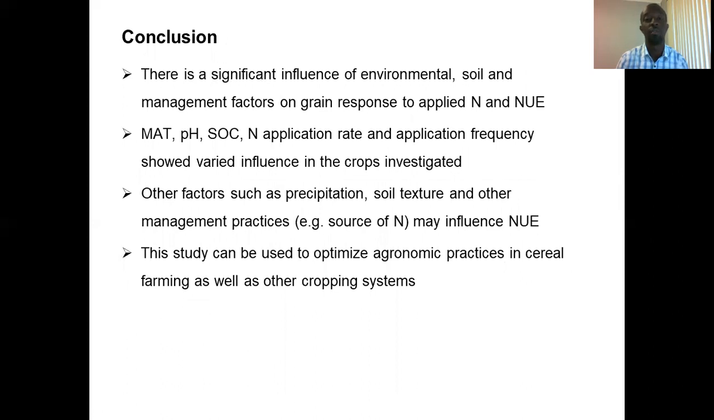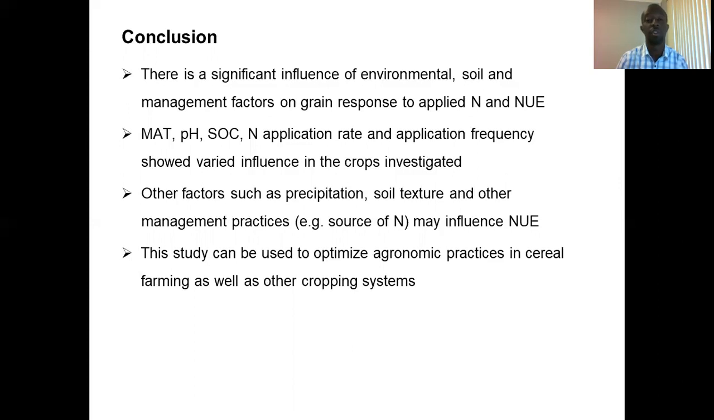In conclusion, there was a significant influence from the tested factors, environmental, soil factors, and management factors, which influenced grain response to application of nitrogen. And these were tested by looking at mean annual temperature and looking at pH, soil organic carbon, application rate, and application frequency of nitrogen, which showed either positive or negative relationship in the crops investigated.